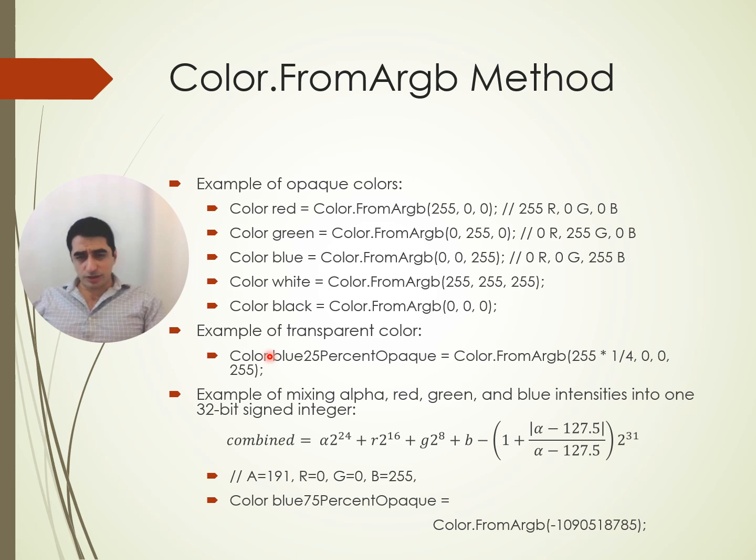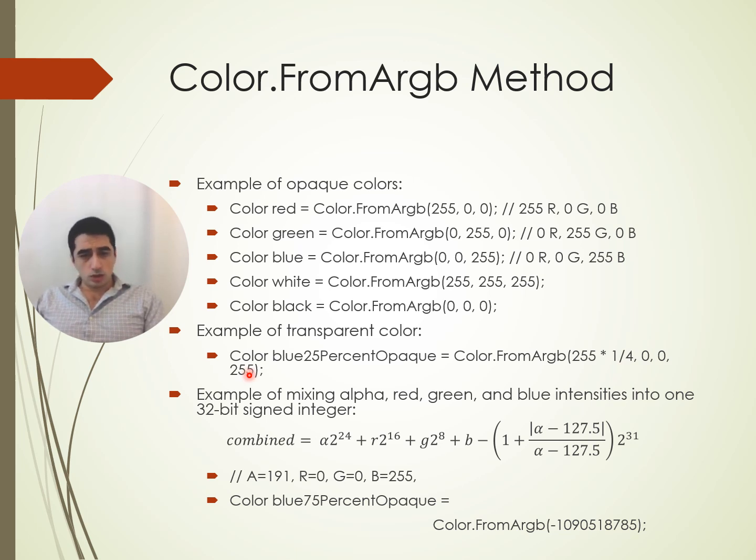If you want to have some transparency, let's say you can say, let's have 255 times 1 over 4. That's going to give you 25% opacity, or 1 minus 25%, which is 75% transparent blue color. Why is it blue? Because alpha is 255 over 4, but red and green are 0, and blue is maximum. So that's going to give you a 25% opaque blue.